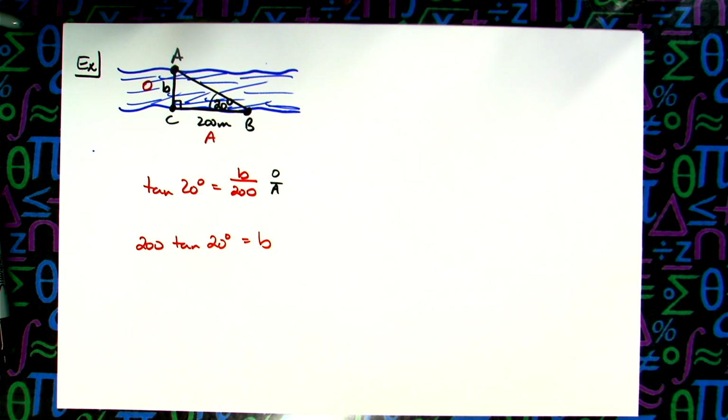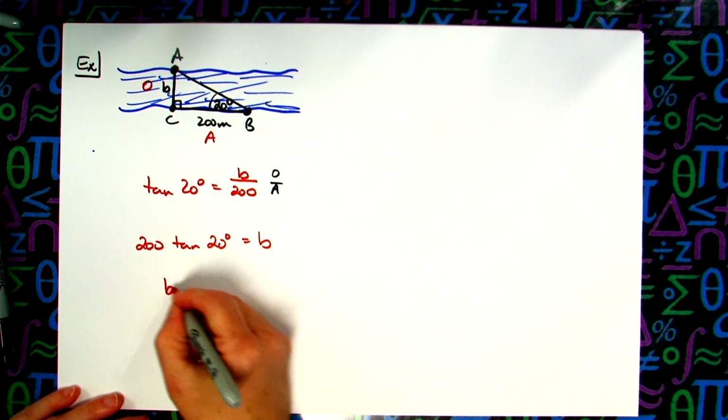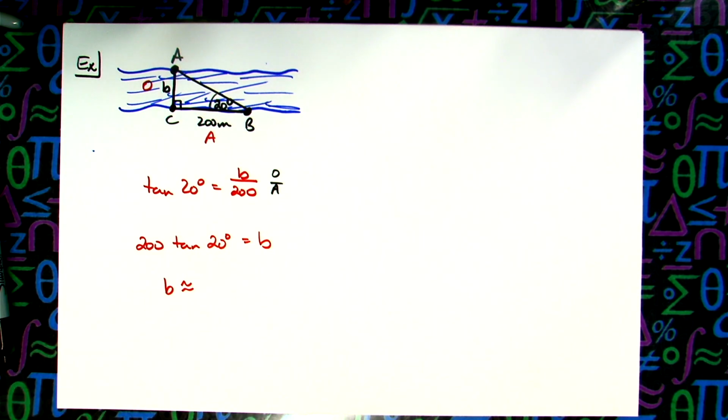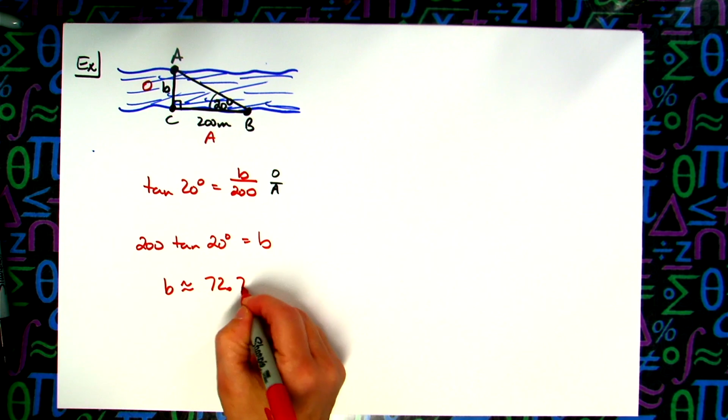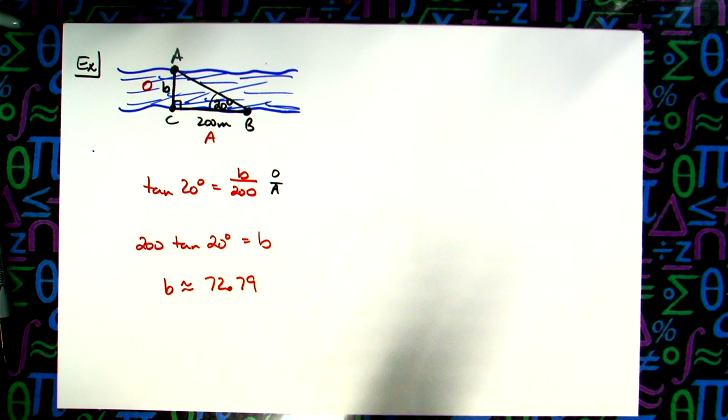And then see what B is. So B is about 10, 20. 72 point, I don't know, 79. We're going out two places. And I believe the story problem was meters.